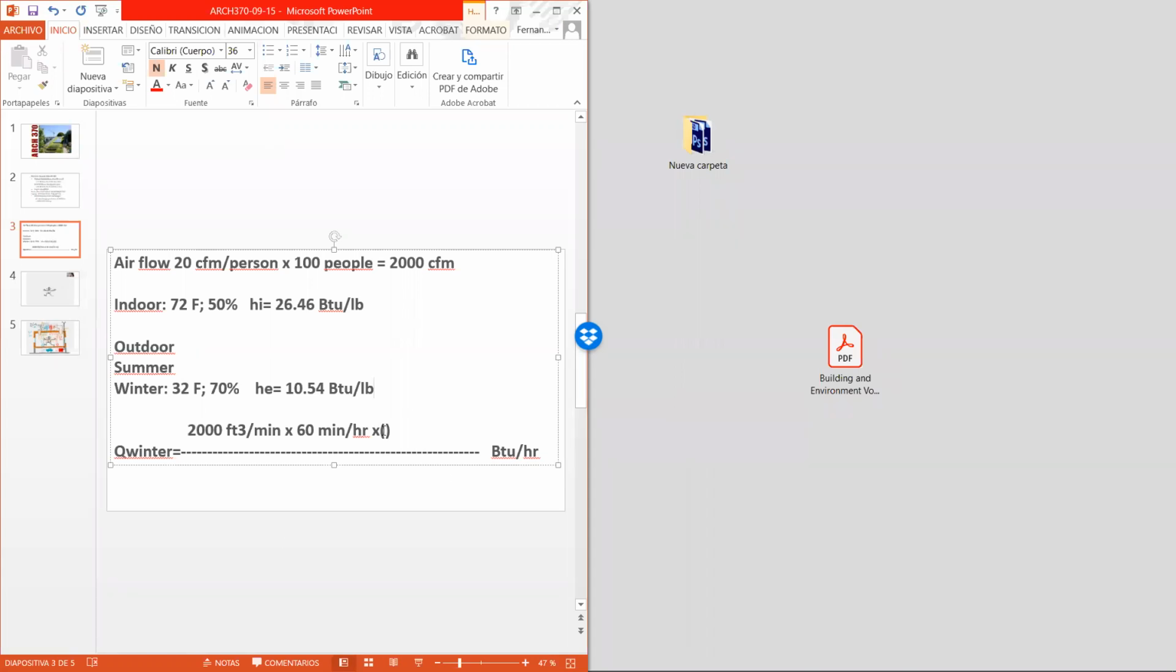Okay, so in this formula, this is 26.46 minus 10.54. And the units here are BTU per pound.